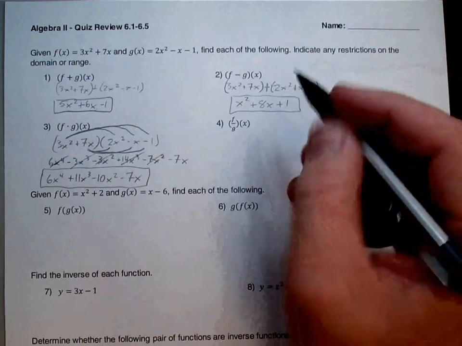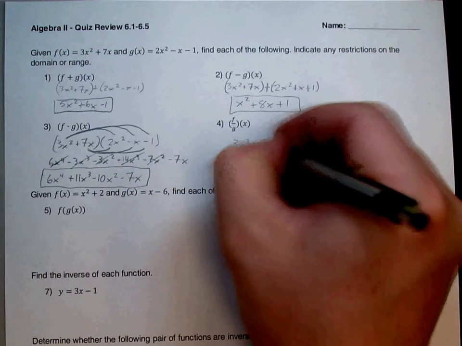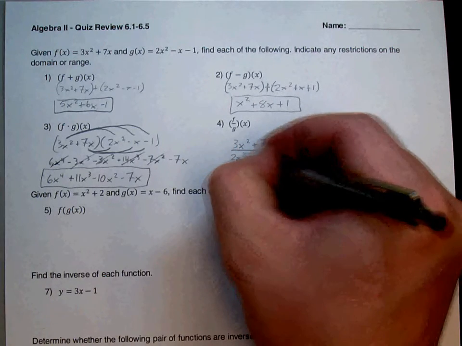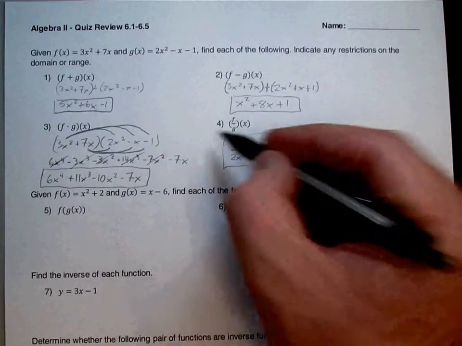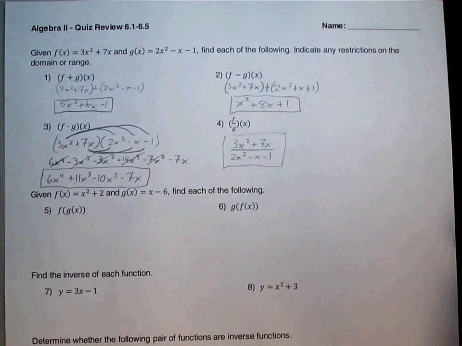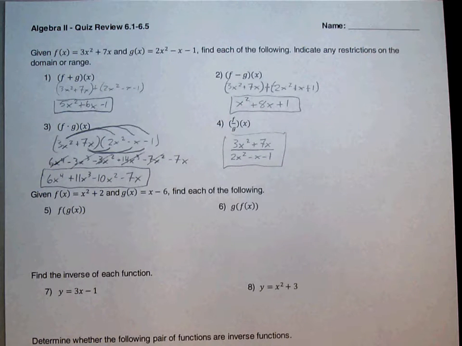Number 4, f of x over g of x. f of x is 3x squared plus 7x over the g of x, which is 2x squared minus x minus 1. If you're coming to me from a different teacher, notice it says indicate any restrictions on the domain and range. Some of the teachers talked about doing the fact that denominator can't equal 0 and solving to figure out what those values would be.